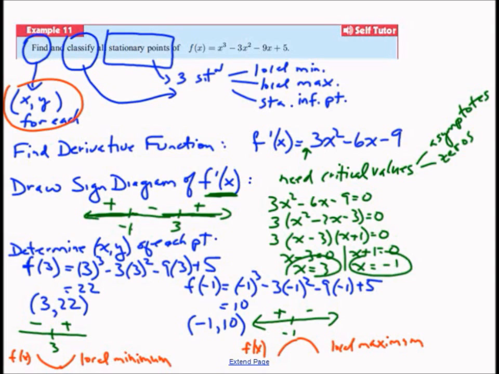Check to see if we've answered the question. Find and classify the stationary points. We found them, 3, 22. We've classified it, local minimum. We found -1, 10, and we've classified it. It's a local maximum.